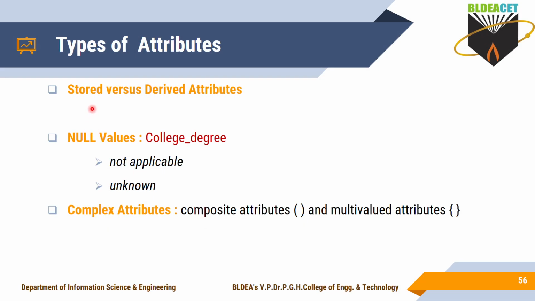Next is stored versus derived attributes. So what does stored versus derived attributes mean? Some attribute values totally depend on another attribute value. If I ask what is your age, how do you tell your age? Yes, based on your date of birth. If you know the date of birth, then only you can tell the age here. So the meaning of this is that age is derived from the date of birth. Based on date of birth, you can tell what the age value is.